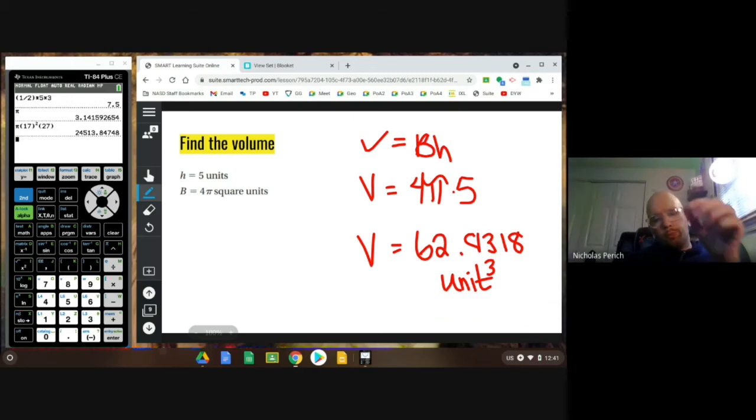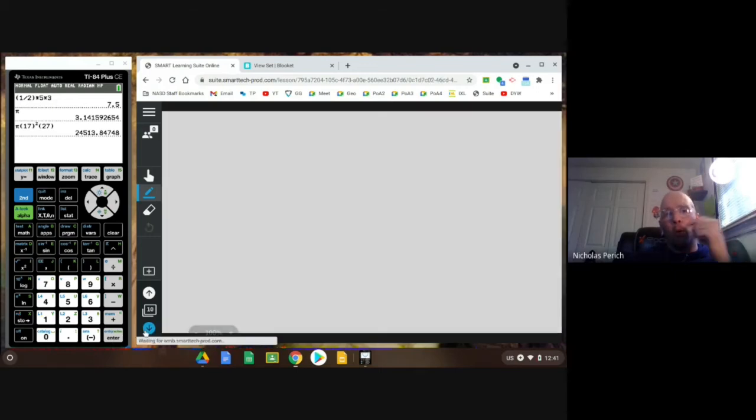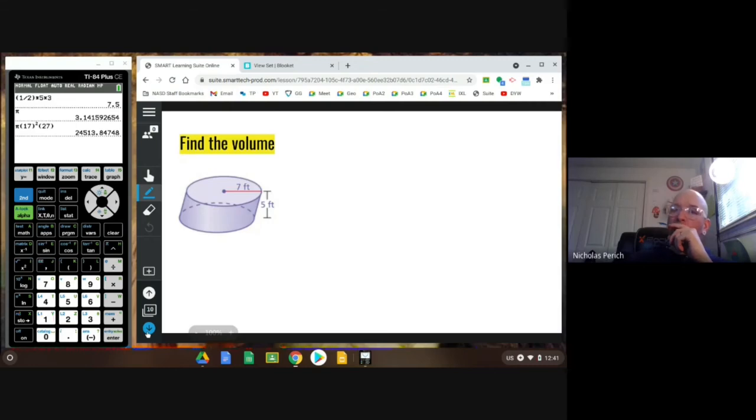So that's how we find the volume. You just plug stuff in. You get what you get. But notice how for every single problem, I always wrote out my volume formula first. And that's going to be very, very, very important for all the problems.